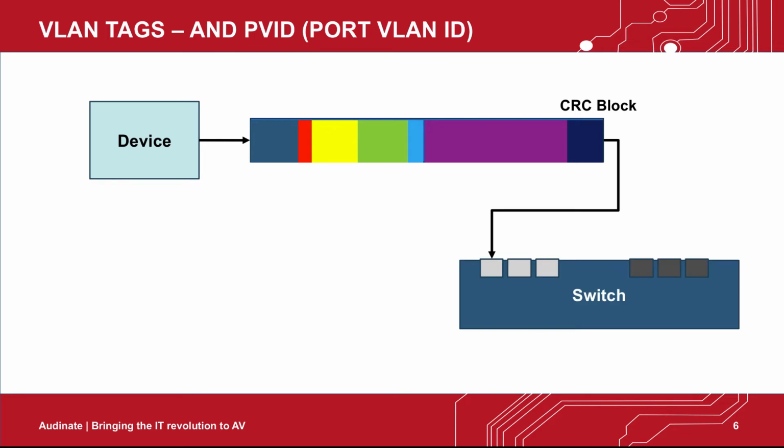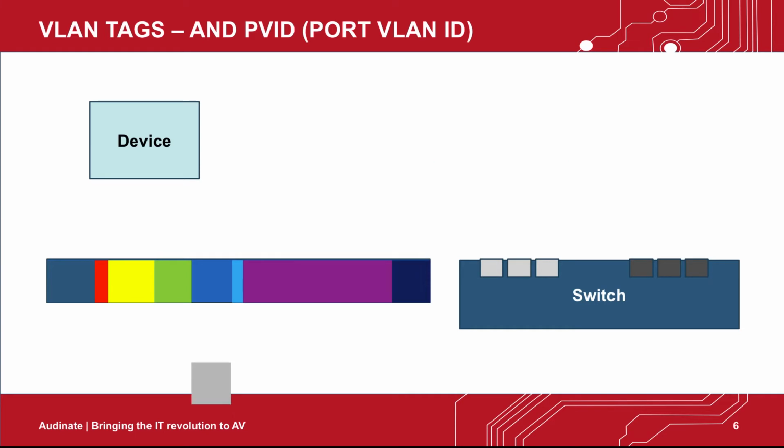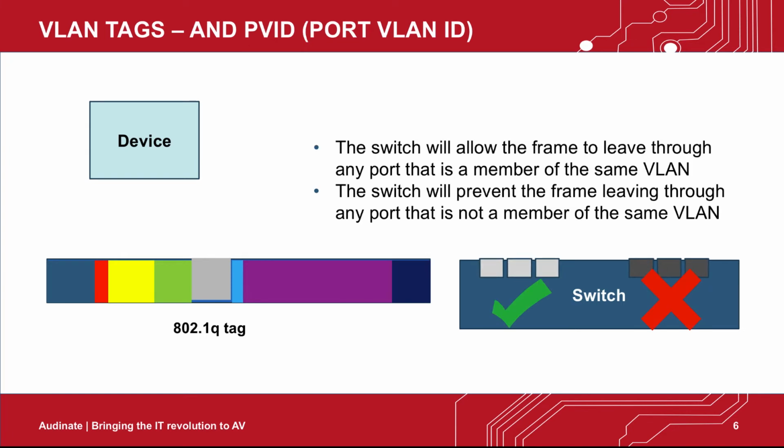The frame now enters a switch port on the switch. The switch port is set to accept untagged frames, but is a member of a VLAN. The switch puts an 802.1Q tag into the frame. The switch will allow the frame to leave through any port that's a member of the same VLAN. The switch will prevent the frame from leaving through any port that's not a member of the same VLAN. There are 4,096 possible VLAN tags under IEEE 802.1Q.